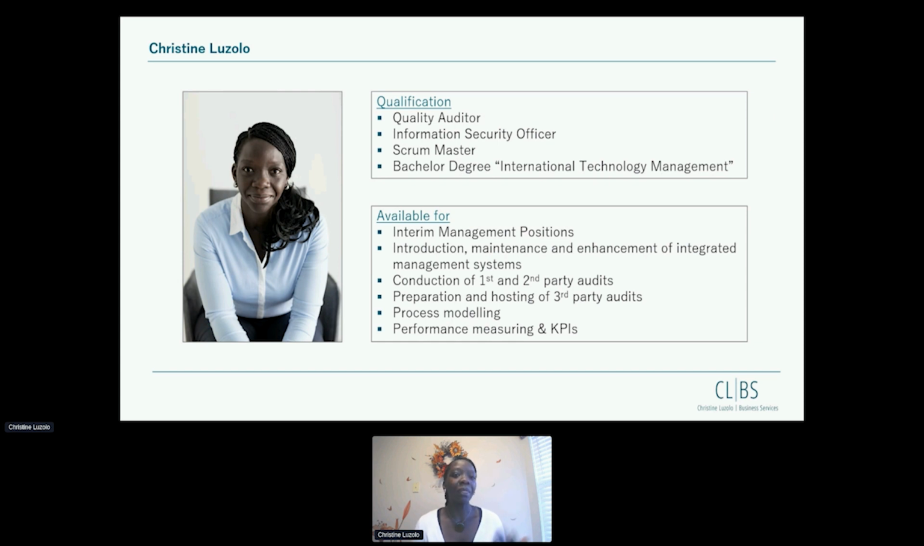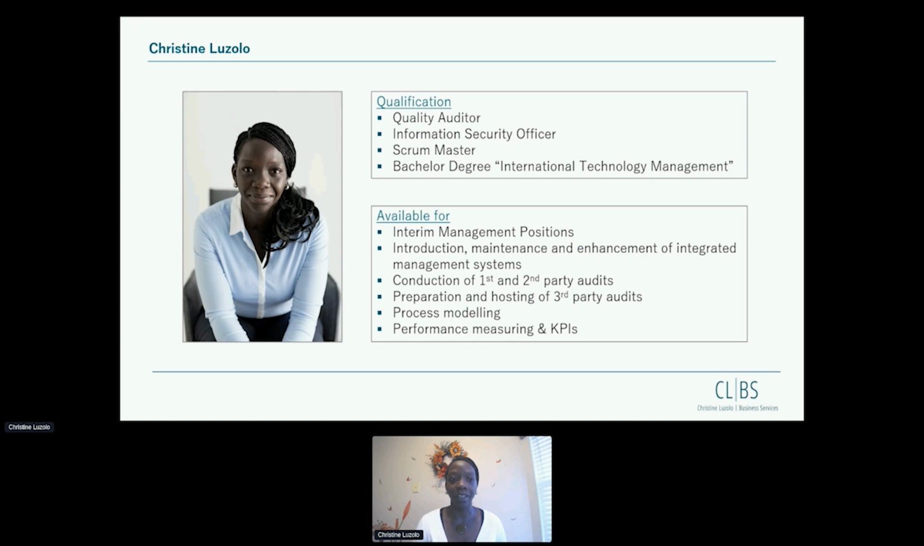So I'm a quality auditor. I'm also information security officer and a Scrum Master. After I did my bachelor degree in international technology management, I've always been working in quality management related positions until I finally got the chance to work as quality management officer in the company where I was employed. And I was responsible for two sites. And I also did international audits, for example, at a subsidiary that we had in Italy. And this was before I then decided to start my own company.